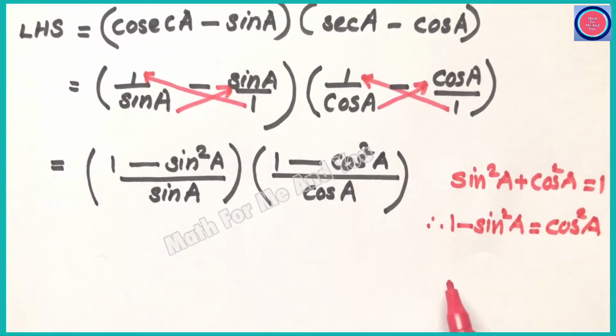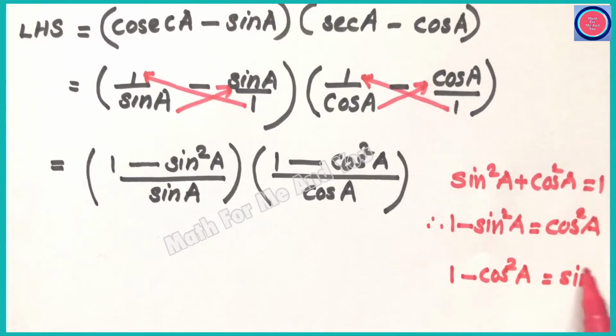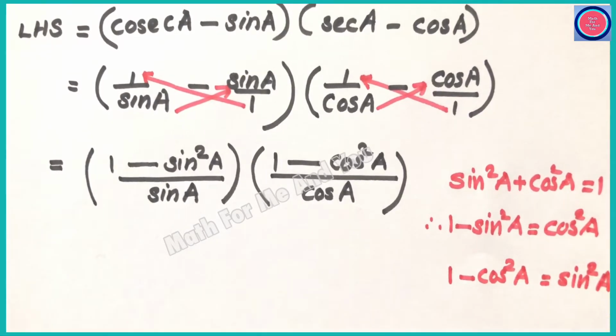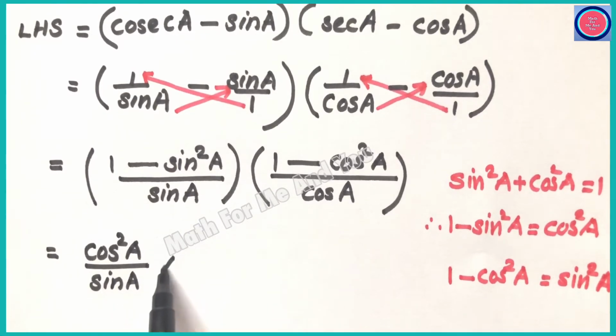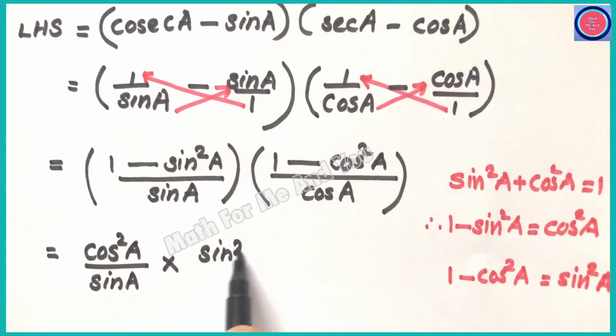Similarly, we can find what 1 minus cos square a is. If we move cos square a to the right side, it becomes minus cos square a. So 1 minus cos square a equals sin square a. In the next step, we are replacing the numerators. The first numerator, 1 minus sin square a, becomes cos square a divided by sin a, and the second numerator, 1 minus cos square a, we replace with its value, sin square a divided by cos a.